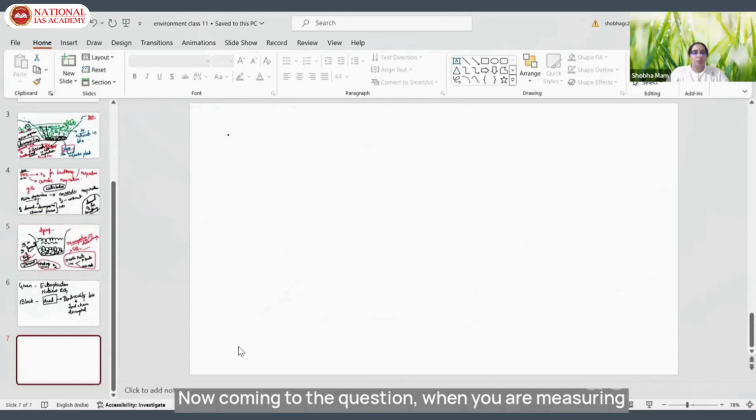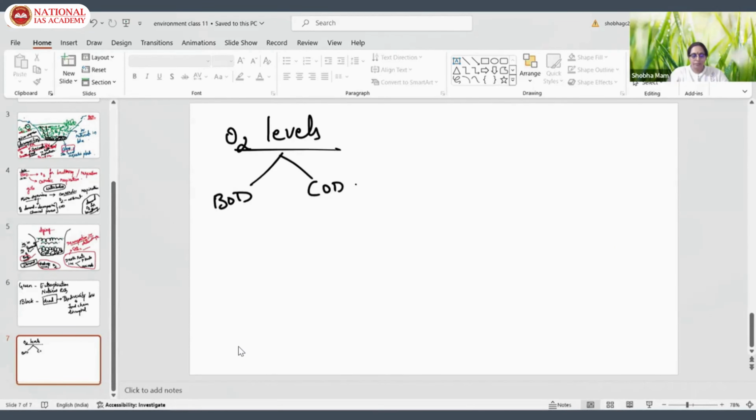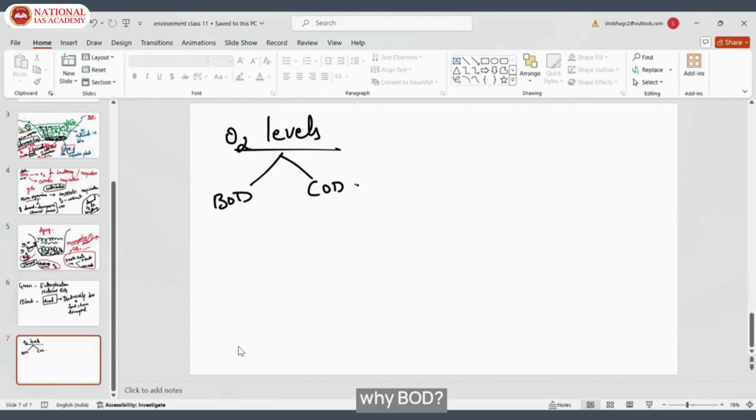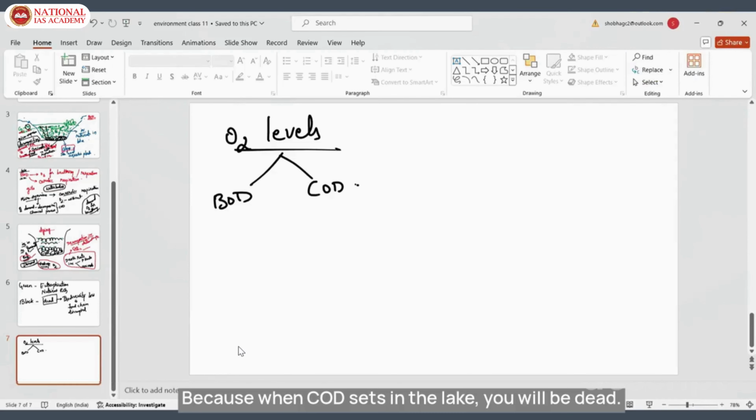Now coming to the question: when you are measuring the oxygen levels in a lake, which is better, BOD or COD? BOD, ma'am. Why BOD? Because when COD sets in, the lake will be dead.